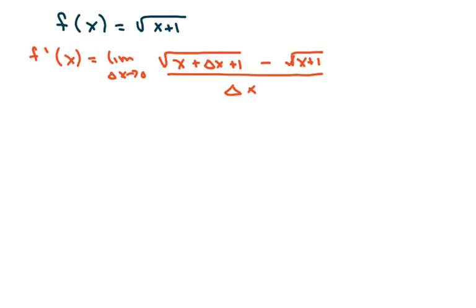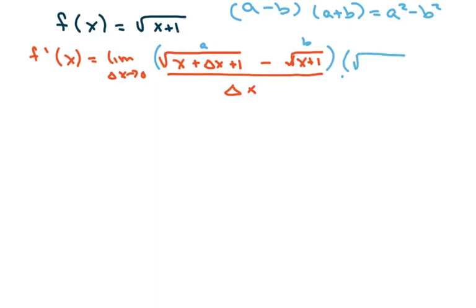Now the way to handle this is to multiply this by the conjugate. So we have an a minus b type thing. So we want to multiply it by a plus b, so we can get a squared minus b squared. Alright, so I'm going to take this, multiply it by the square root of x plus delta x plus 1. Then I'll put plus square root of x plus 1. Now since I multiplied the numerator, I also have to multiply the denominator.